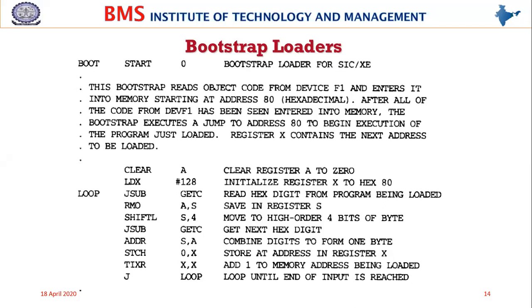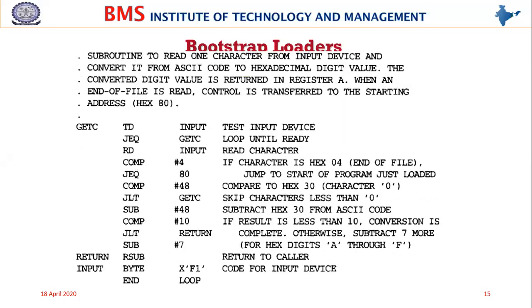So nothing is eliminated. As we learned in the absolute loader, whatever character we get from the loader will be converted into the hexadecimal character representation, and only then will it be stored. We shall see. So we are jumping to the getC subroutine. We shall see the getC subroutine.